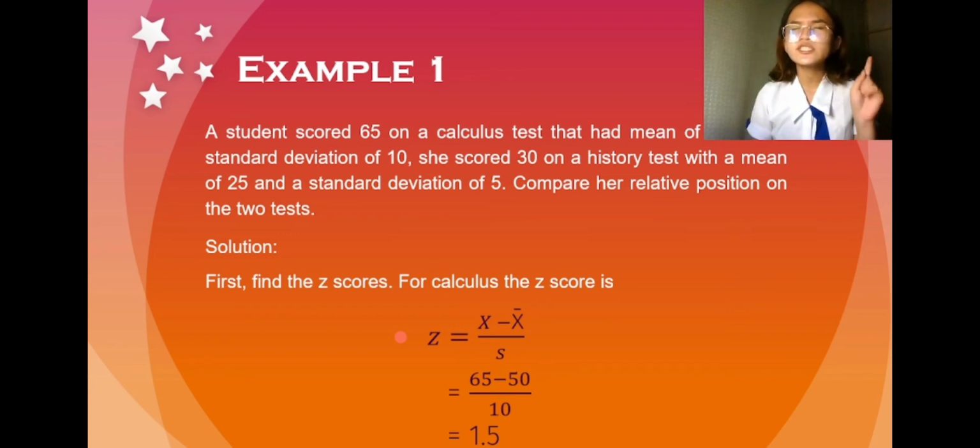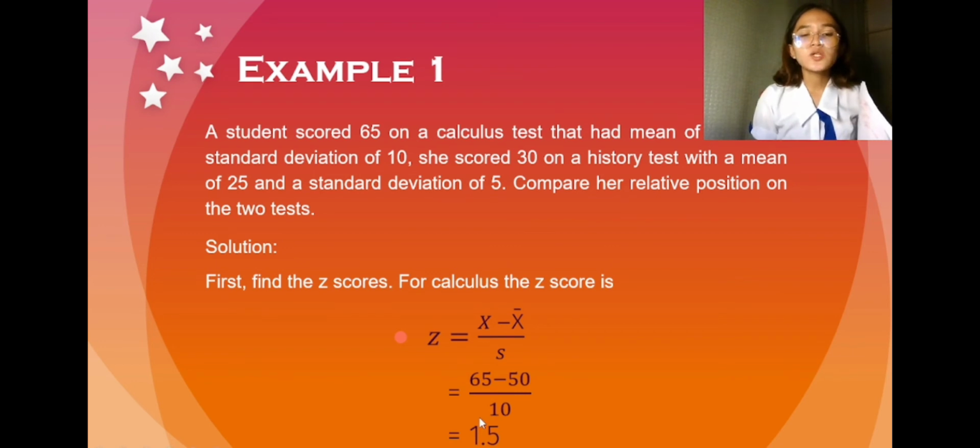So first, let us solve the z-score of the calculus test. First, find the z-score on the calculus. So, we use our formula, which is this, and substitute the values. Our value is 65, our mean is 50, and our standard deviation is 10. So, our z-score for calculus is 1.5.